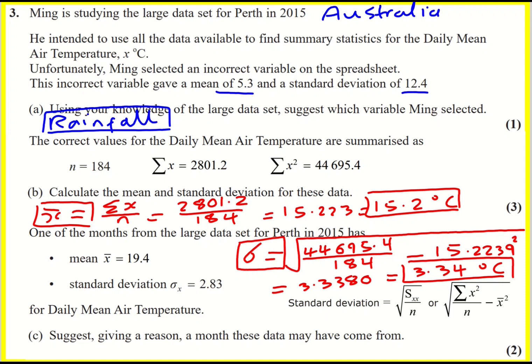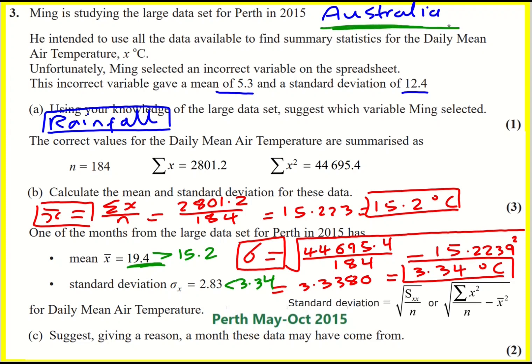One of the months from the large data set for Perth in 2015 has this mean, which is clearly bigger than the 15.2, and standard deviation of 2.83, which is a little bit smaller than the average for the daily mean air temperature. We're asked to suggest, giving a reason, a month these data may have come from. So the temperature is larger than the average, which means we've got to assume it's in one of the hotter months. For the large data set, we're looking between May and October.